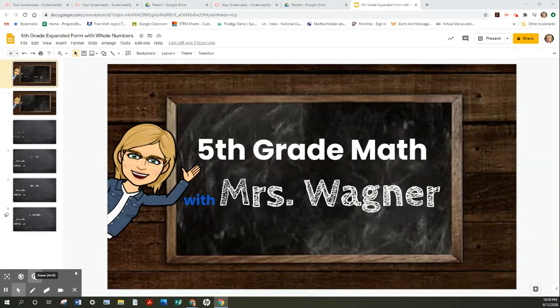Hey everyone, for this part of this week's lesson, we're going to review fourth grade expanded form with whole numbers. We will be using expanded form with decimals next week. So we're going to look at how fourth grade expanded form is different from fifth grade expanded form, but we're going to use the numbers that we are used to working with, which are whole numbers.